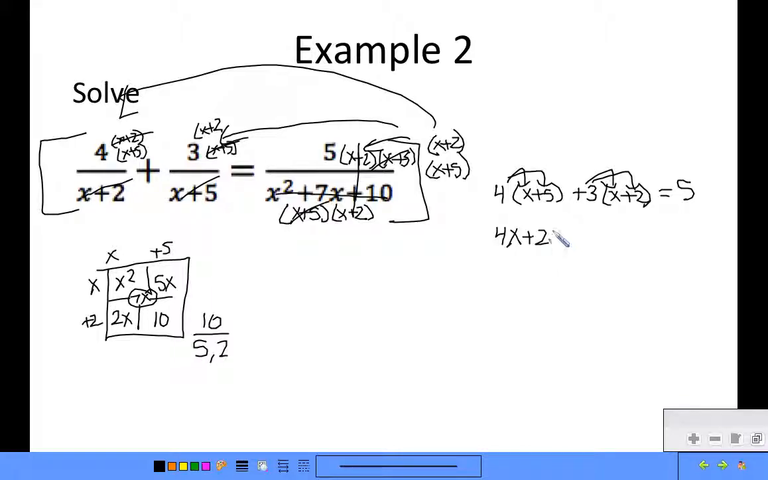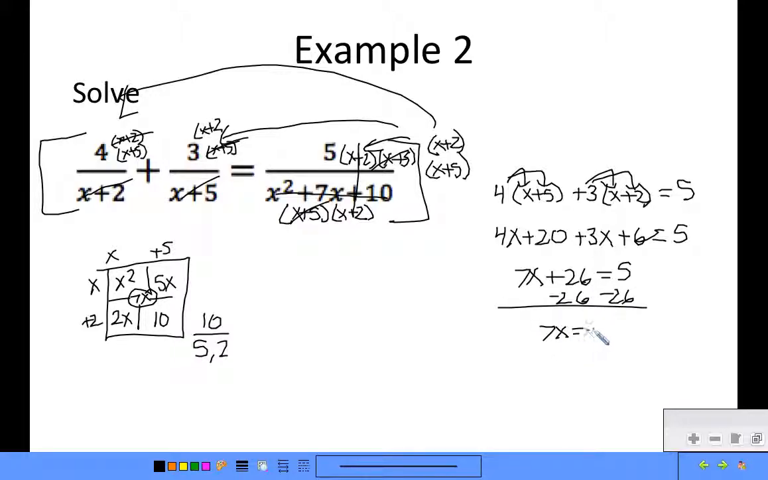4x plus 20 plus 3x plus 6 equals 5. So we have 7x plus 26 equals 5. Minus 26, 7x equals negative 21. So we have x equals negative 3. And then we can double check it again.